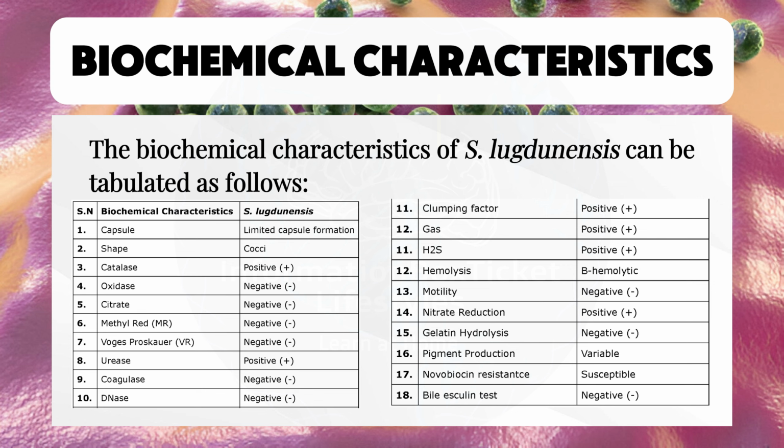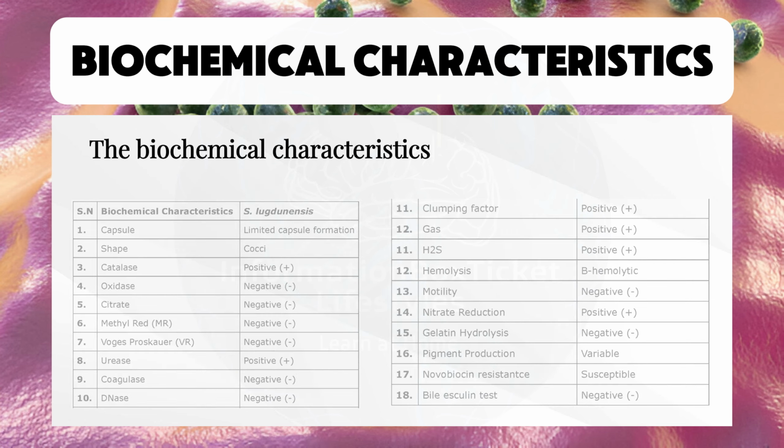The bacterium is capable of producing gas and hydrogen sulfide and exhibits beta hemolytic activity on blood agar. It is non-motile and does not hydrolyze gelatin. Pigment production by Staphylococcus lugdunensis varies, and it is susceptible to novobiocin, but tests negative for bile esculin utilization. These biochemical characteristics contribute to the accurate identification and diagnosis of Staphylococcus lugdunensis infections in clinical settings.